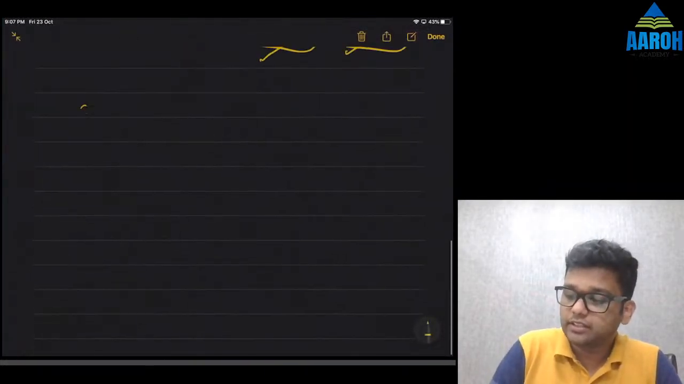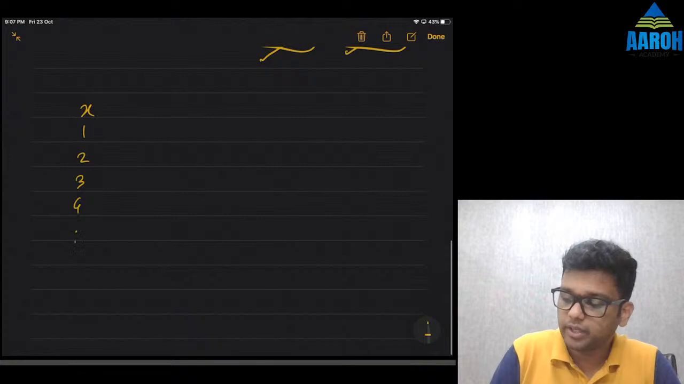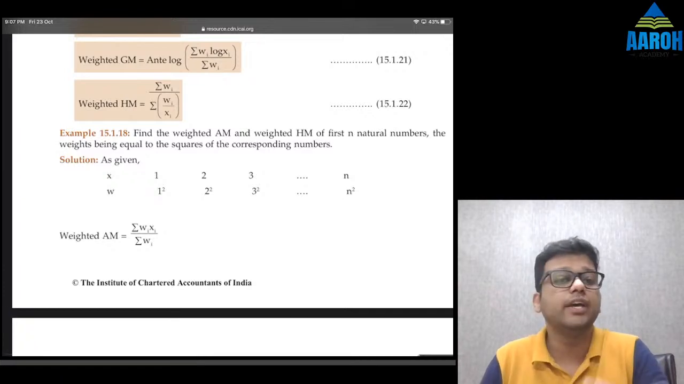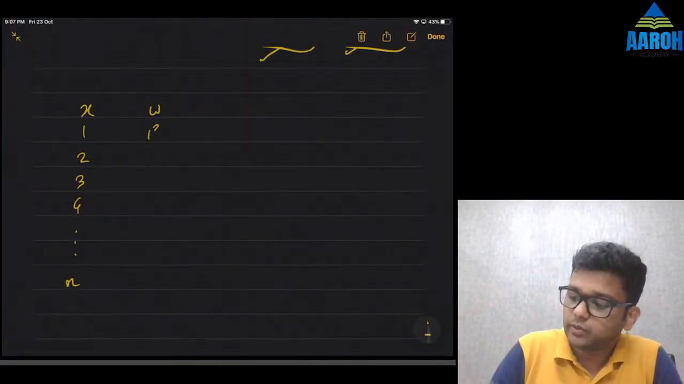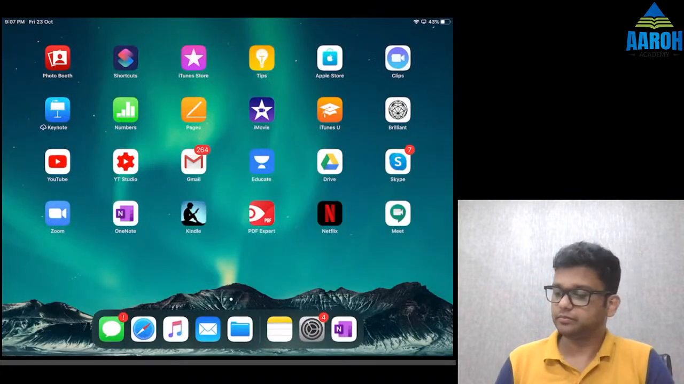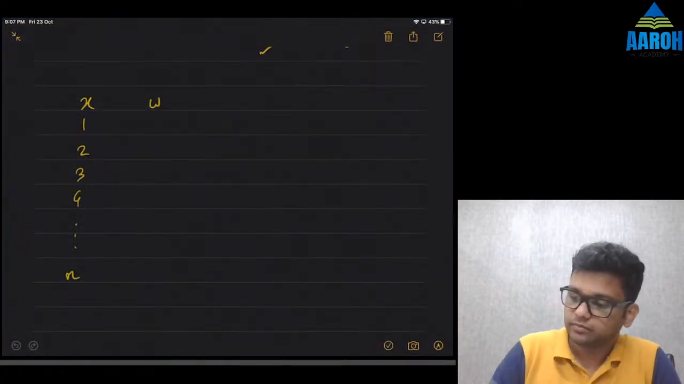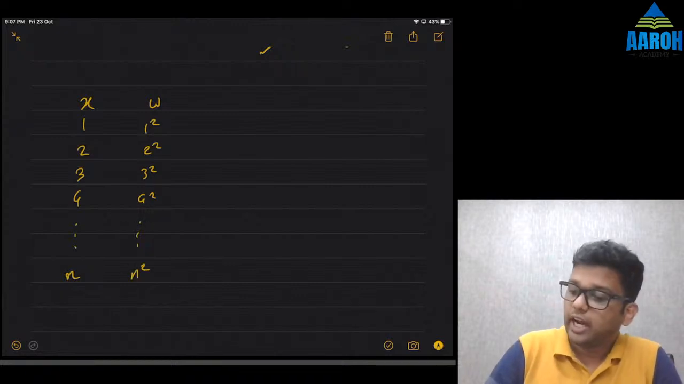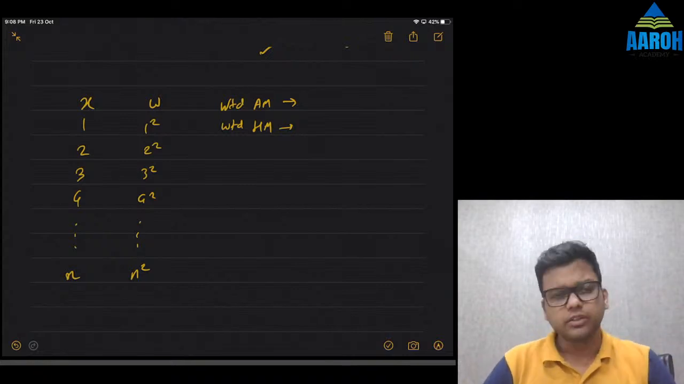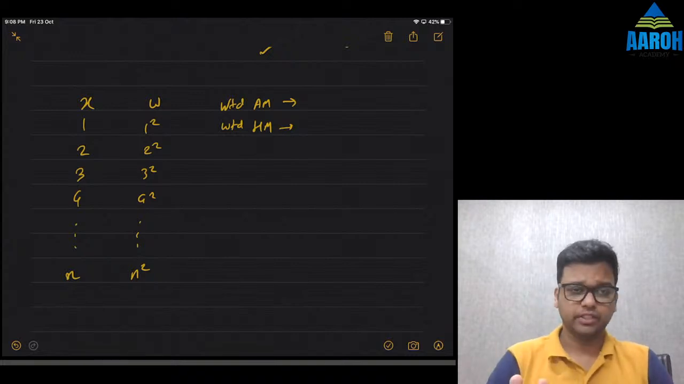That means our x is what? Natural numbers 1, 2, 3, 4 up to n. And their weights being what? Equal to squares of the corresponding numbers. So 1 square, 2 square, 3 square, 4 square up to n square. And you have to find weighted arithmetic mean and weighted harmonic mean. Those who are confident, try it by yourself.